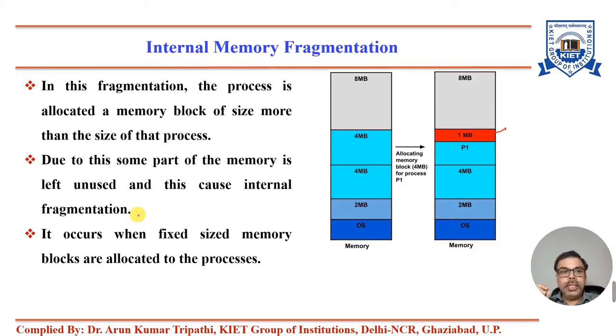It should be noted that internal fragmentation occurs when fixed size memory blocks are allocated to the process. That means in fixed allocation, internal memory fragmentation is possible, not in the case of dynamic allocation.